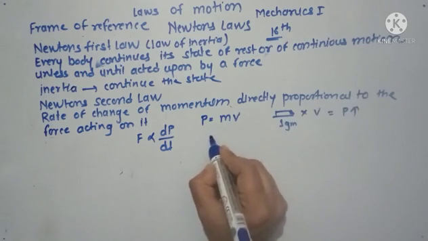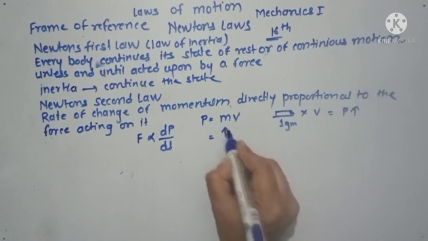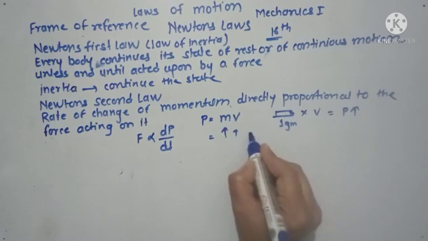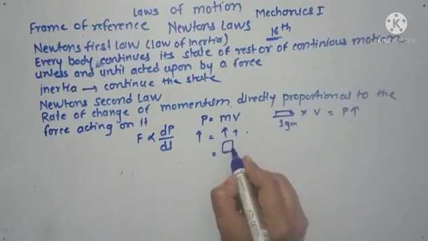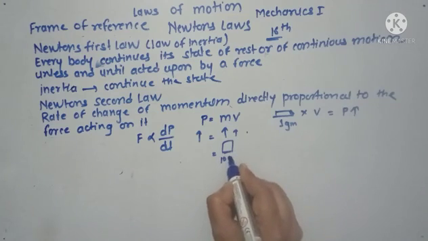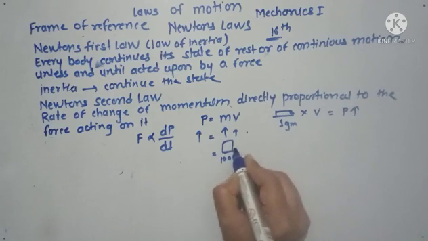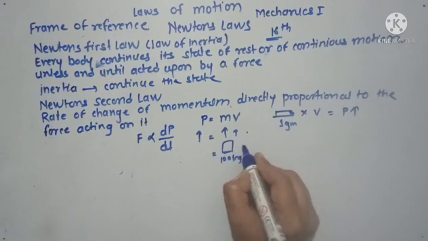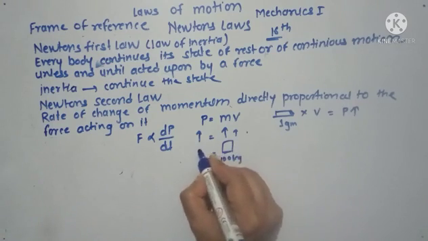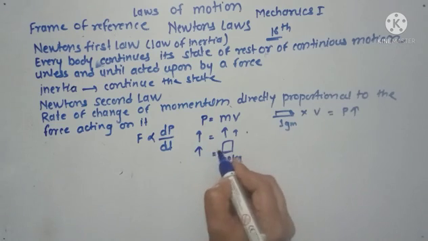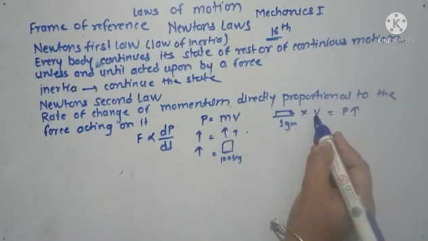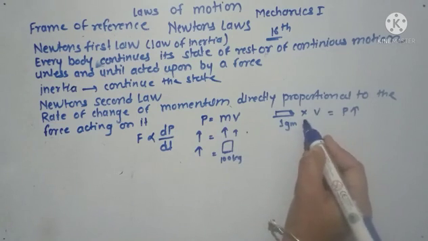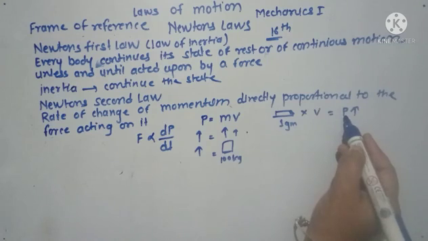Now any body which has a greater mass or a greater velocity will have a greater momentum. For example, if a stone of very high mass, say 100 kg, hits you even with a small velocity, you will get hurt because it has a large momentum. Or a small bullet with less mass but a very high velocity will also have a large momentum.